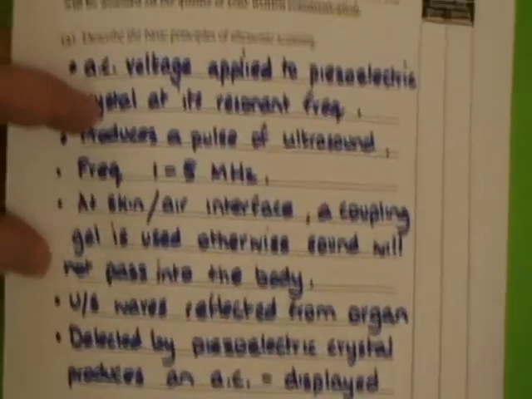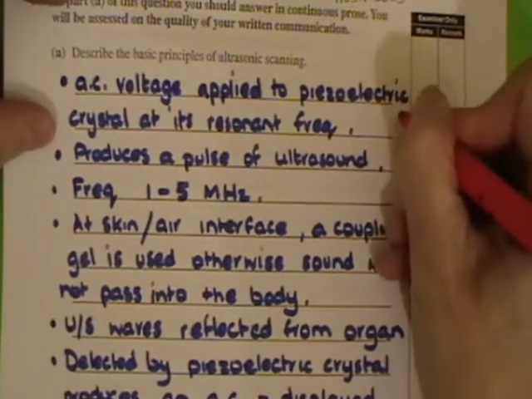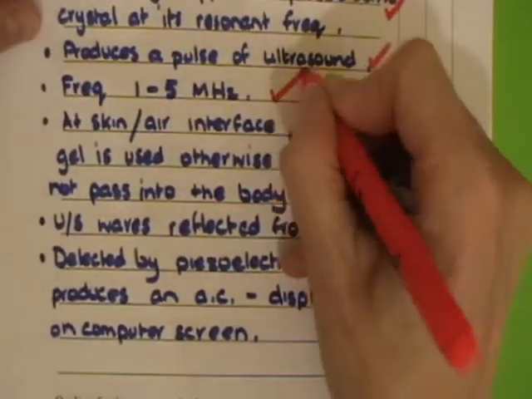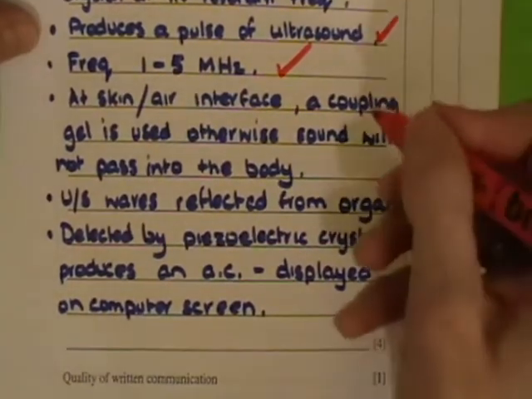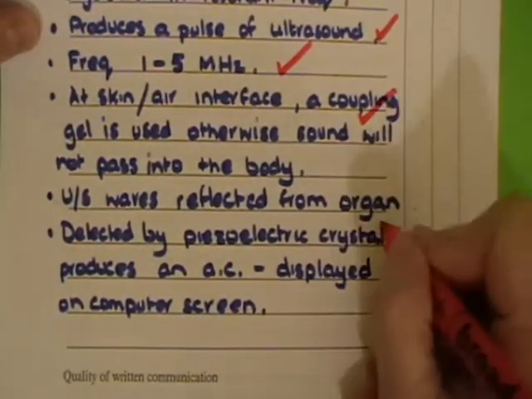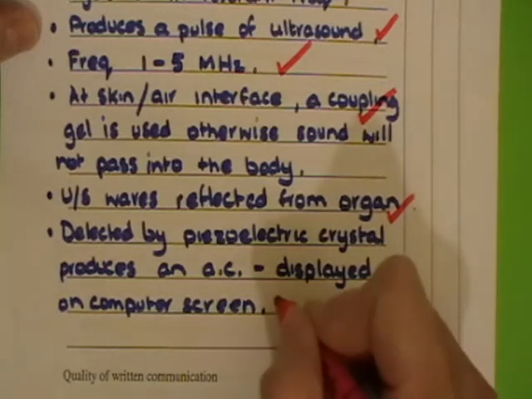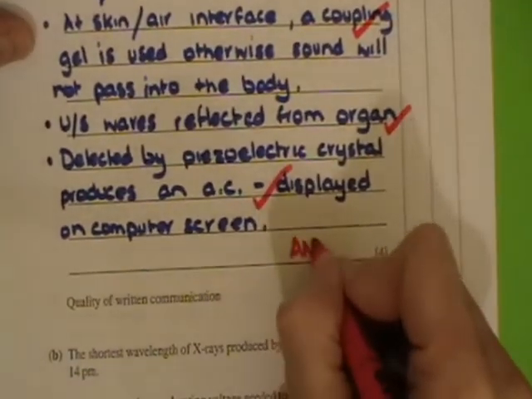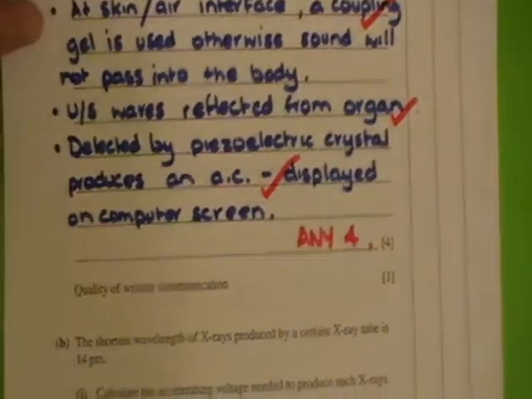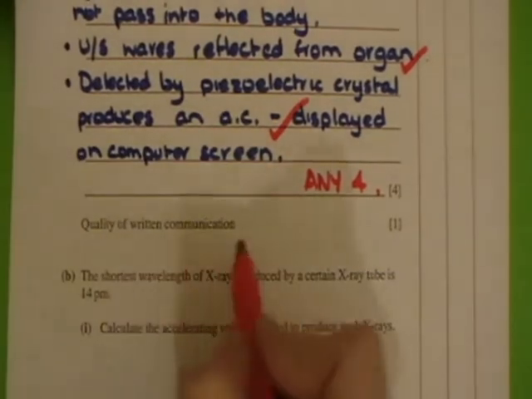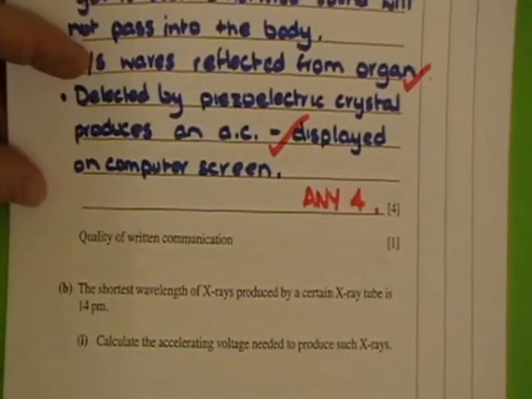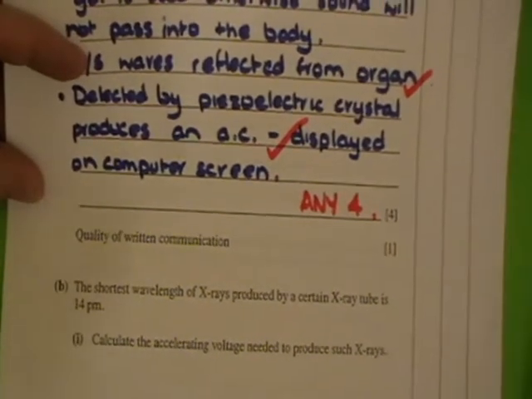Now, just for you to see the marks: there was 1 mark for mentioning piezoelectric, pulse of ultrasound, frequency 1 to 5 megahertz, coupling gel, ultrasound waves reflected, and then how it's detected. There's 6 marks altogether, so any 4 would have got you the marks. And again, you can see down here, quality of written communication, so you should have written it in complete sentences.